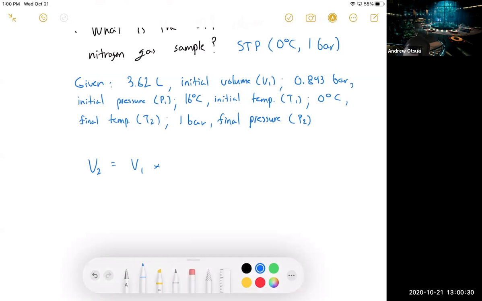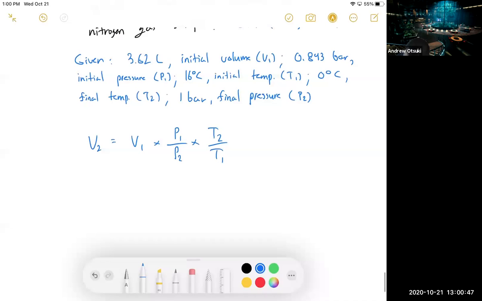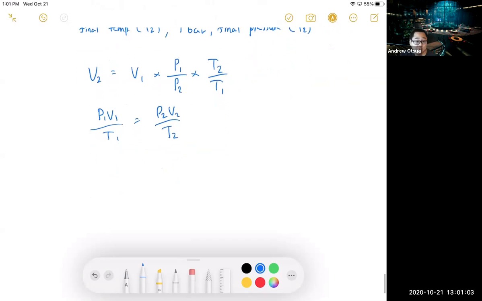V1 times P1 over P2 times T2 over T1. So remember, this is from the combined gas law. So remember, we write out P1 V1 over T1 equals P2 V2 over T2. And we can just solve for V2. We will get this equation like so. Okay, now let's plug everything in.